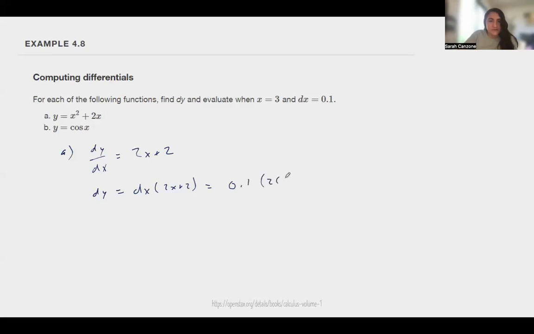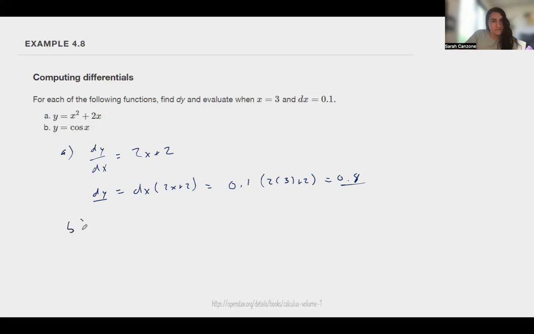X is 3, so it's 2 times 3 plus 2. So 2 times 3 is 6, plus 2 is 8, times 0.1 is just 0.8. So our dy is 0.8. So the differential here is 0.8.